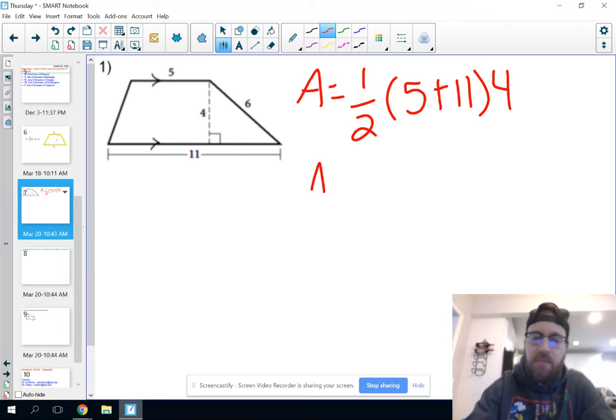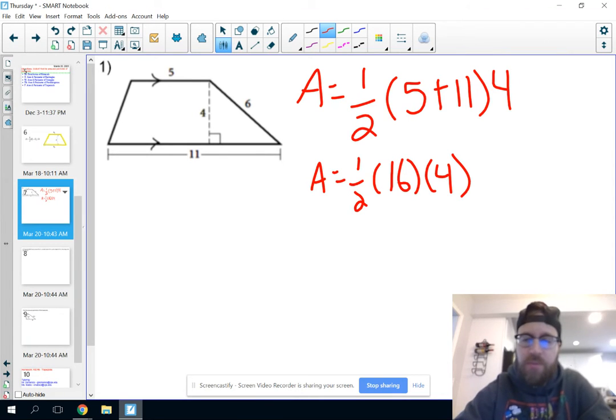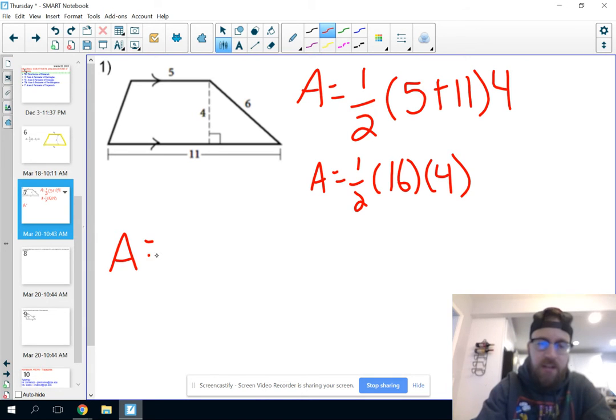So simplify your parentheses. Area equals 1/2 times 5 plus 11 is 16 times 4. And you can multiply those three numbers together. 16 times 4 is 64. Half of that is going to be 32 units squared.